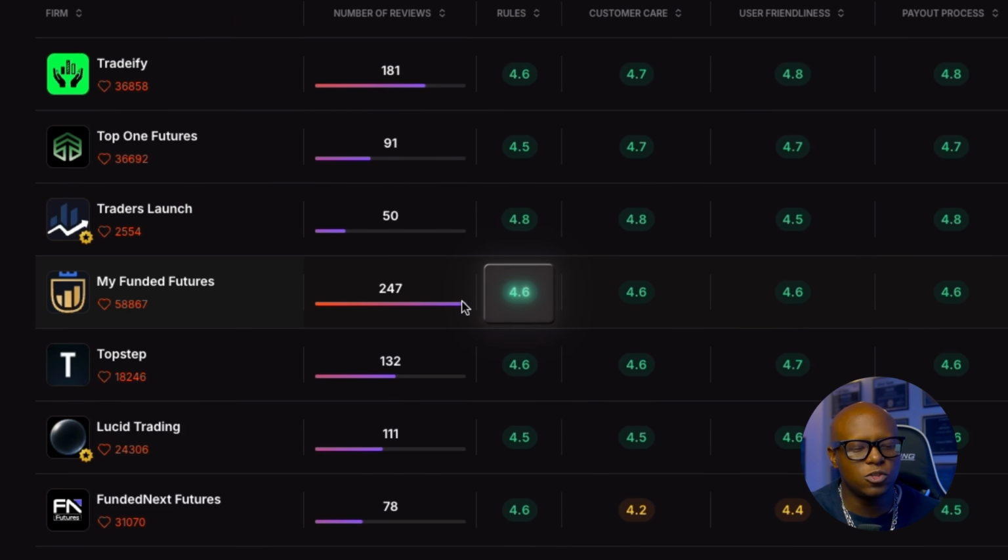And finally, for their payout process, Tradeify comes in at a 4.8, with MyFunded Futures at a 4.6 and Lucid Trading at a 4.6 as well. So for their overall rankings, Tradeify ranks at a 4.7, with MyFunded Futures at a 4.6 and Lucid Trading at a 4.5.